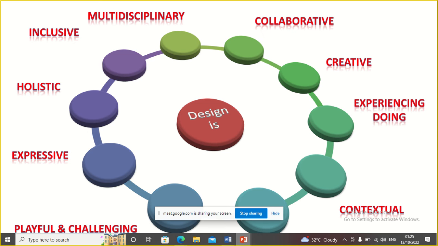Actually, design is collaborative, creative, experiencing, doing, contextual, playful, challenging, expressive, holistic, inclusive, and multidisciplinary. We cannot define design thinking or design in a single term. Its definition cannot be narrowed down to a few words. It's very broad.